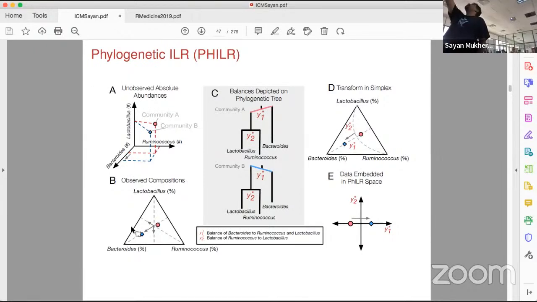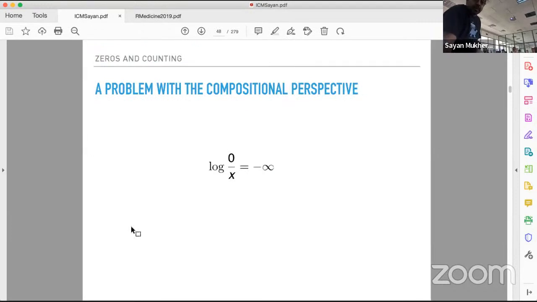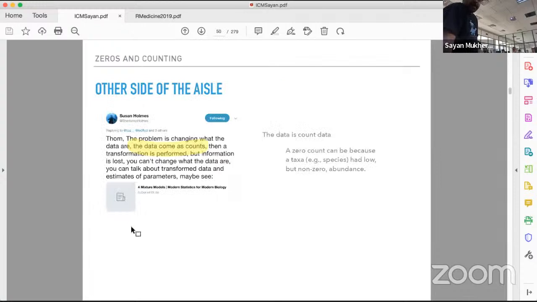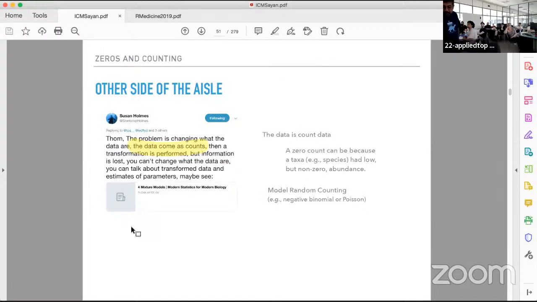Okay, so what you can now do is you can say I have unobserved absolute abundances, right? I don't know what they are. I map back the compositions. I have this construction that I have. And then what I can do is transform the simplex into this Euclidean space, right? Now, there's a problem with the compositional perspective, which is called log of 0. So that's an issue, okay?